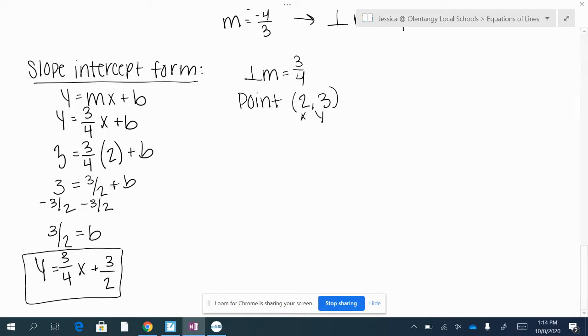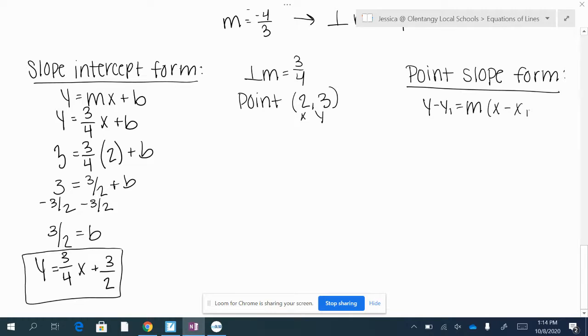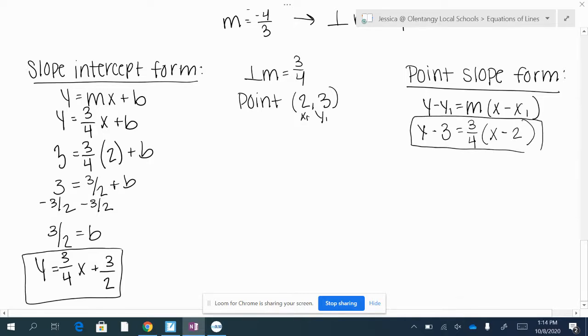You can always use point-slope form as well. So this is y minus y1 equals m times x minus x1. Okay, so again, here's my x1 and y1. So I can go ahead and plug in what I know. So y minus y1 is 3. My slope is 3/4, and x1 is 2. Okay, so technically, this is the equation in point-slope form.